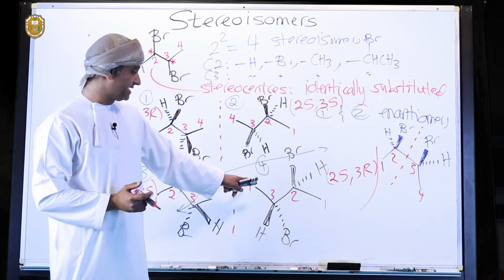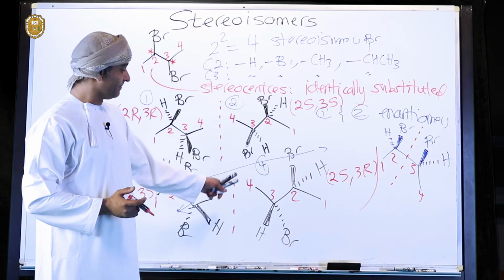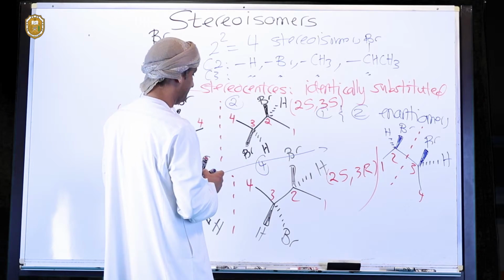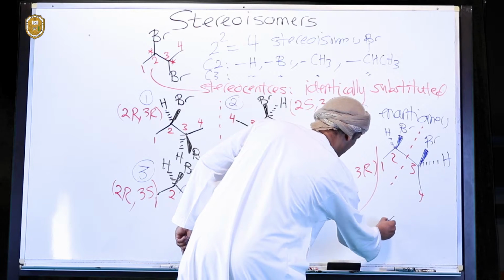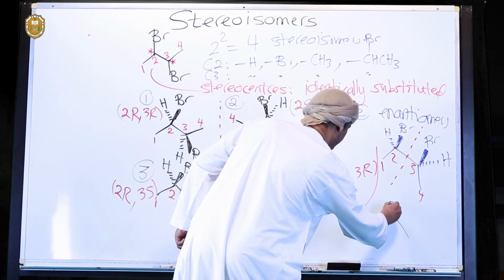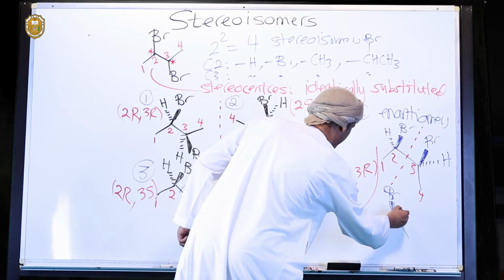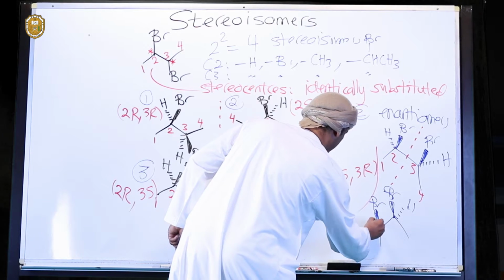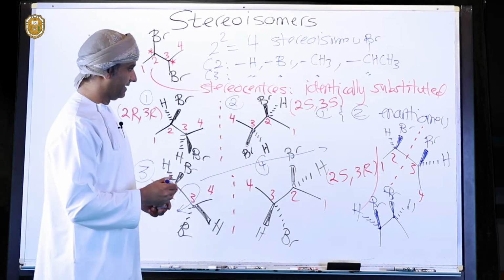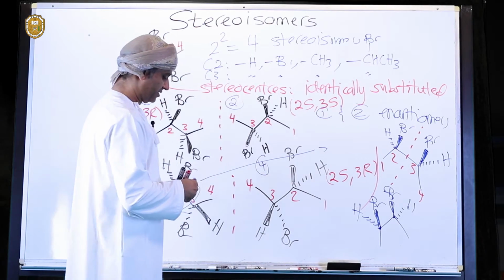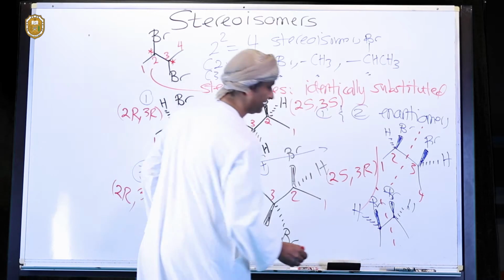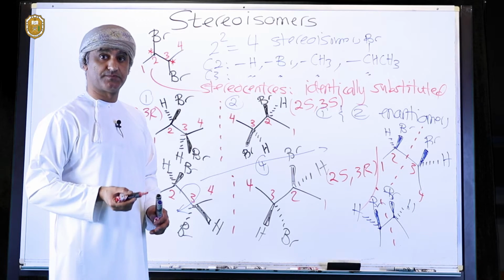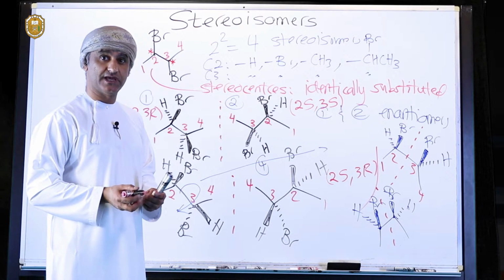If you try to do the same rotation exercise on C4, you will find out that 4 also has a plane of symmetry. So if we rotate 4, then you would get this stereoisomer. So this is 3, this is 4. This also has a plane of symmetry. And therefore, these two are identical. They do not represent different stereoisomers. 3 and 4 are identical.